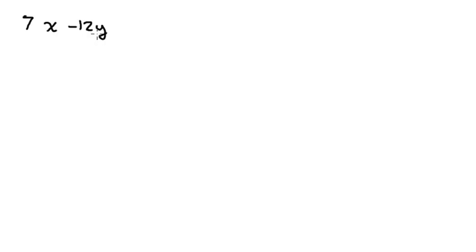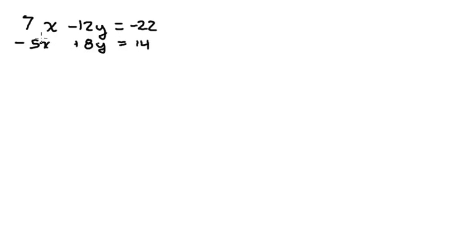Sometimes when you solve a system of equations using linear combinations, you have to multiply both equations by some factor in order to make one of the variables cancel out. So let's take a look at these two equations. We have 7x minus 12y equals negative 22 and negative 5x plus 8y equals 14.